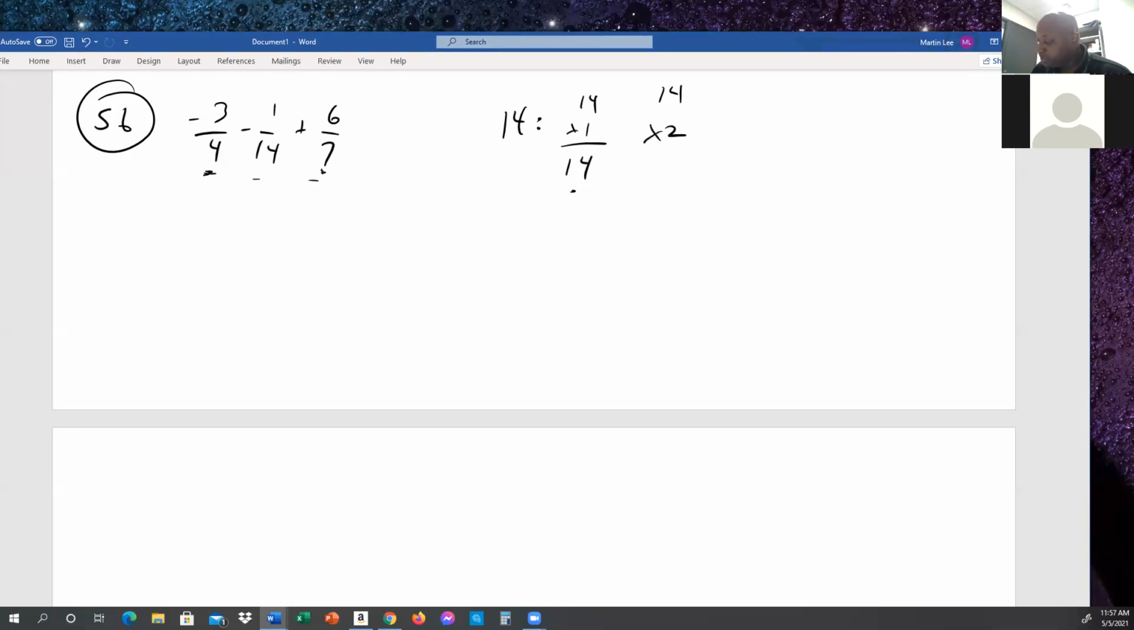So 14 times 2 is 28. Does 4 go evenly into 28? Yeah, it goes 7 times. 14 goes evenly into 28? Yeah, twice. And 7 goes into 28 4 times. So I'm going to need to rewrite all 3 fractions so that each of them has a denominator equal to 28. So let's start with -3/4 and say this fraction times some fraction has to equal a fraction whose denominator is 28.